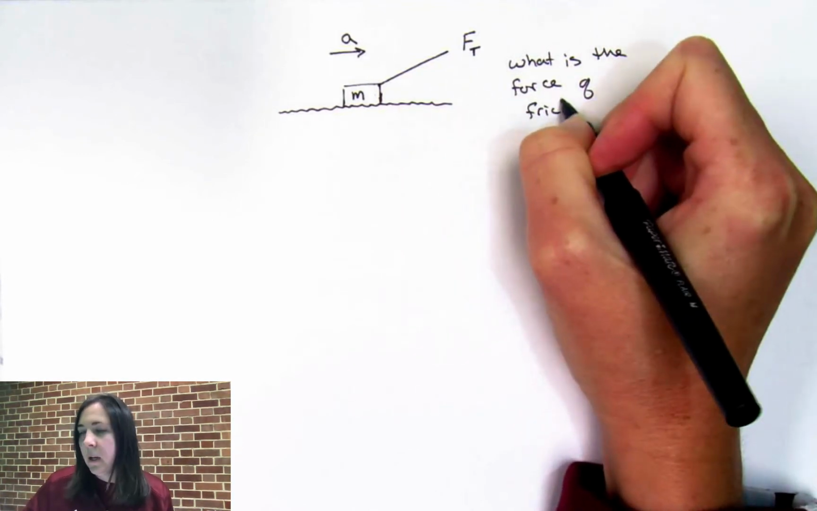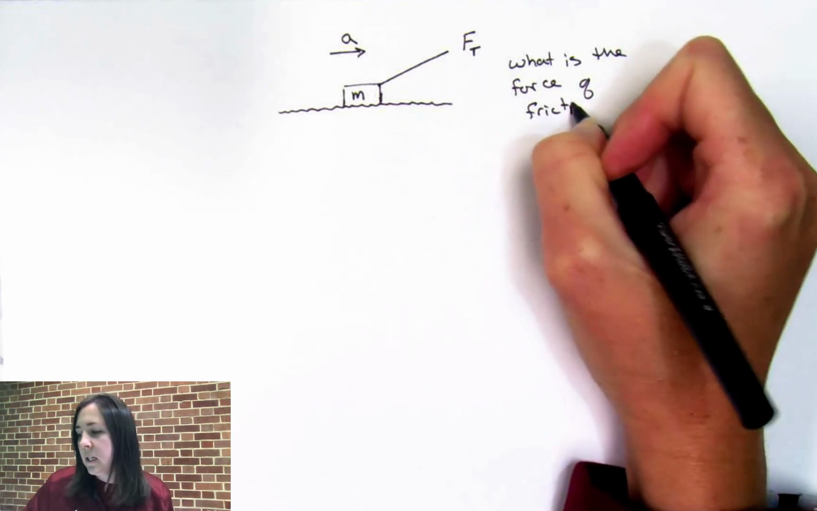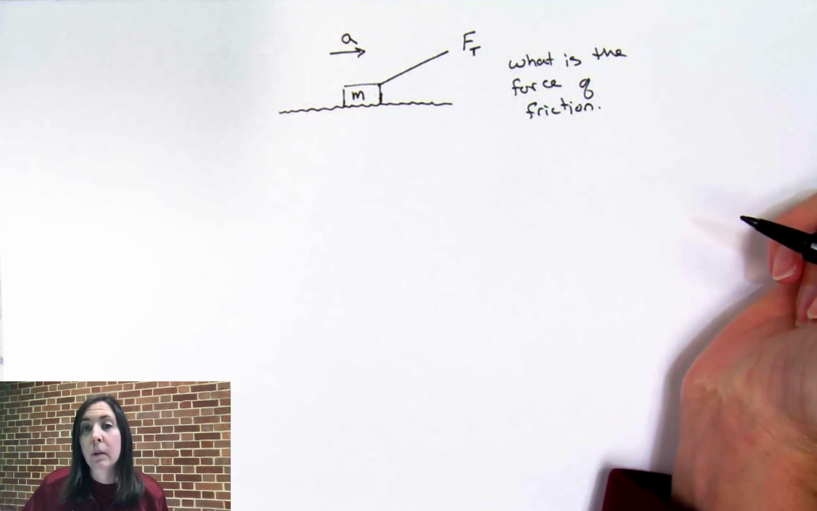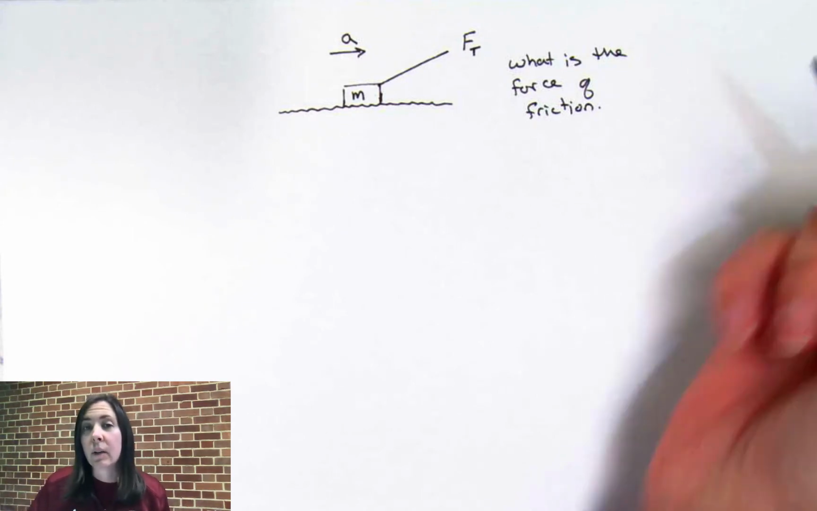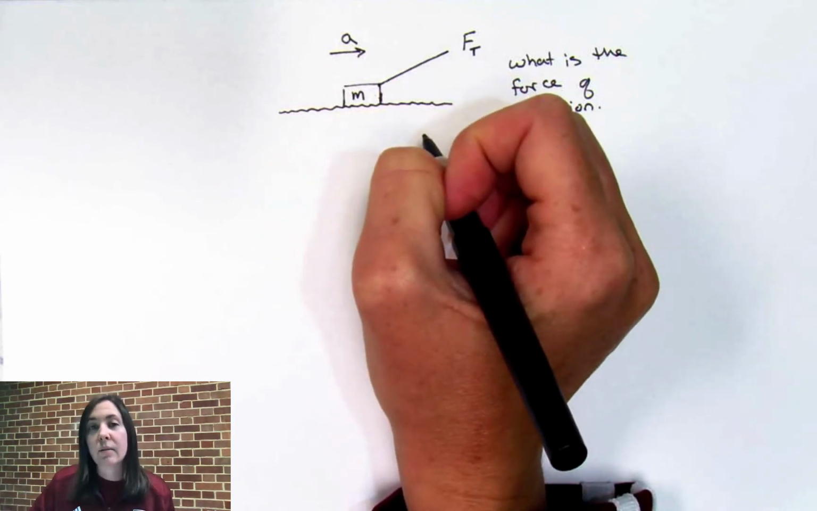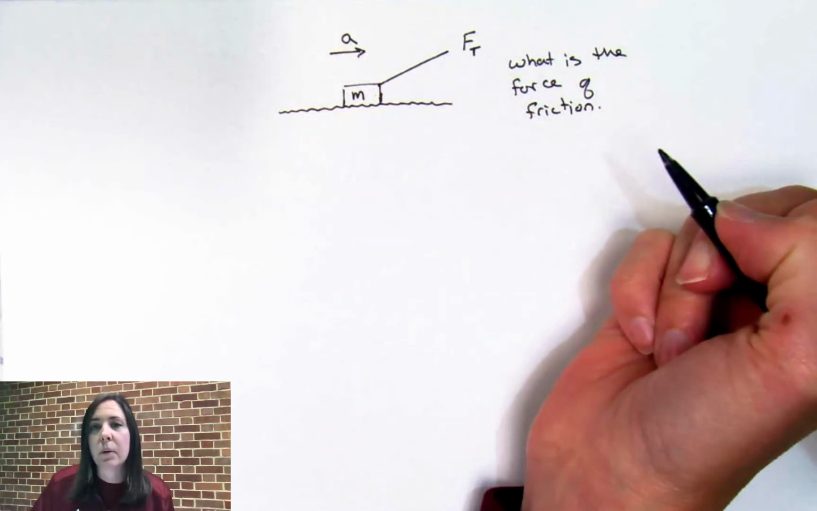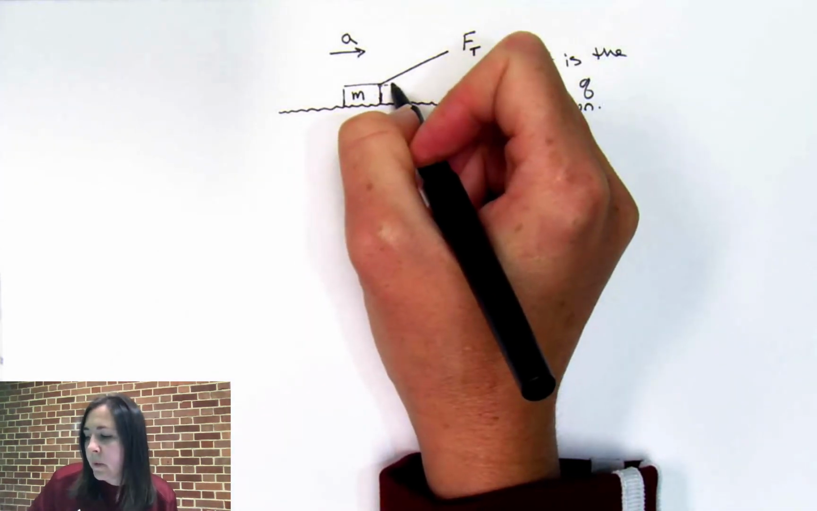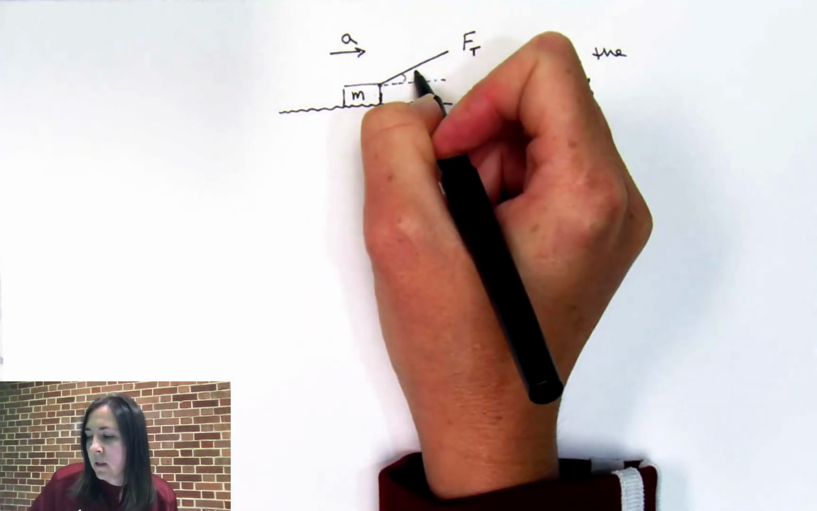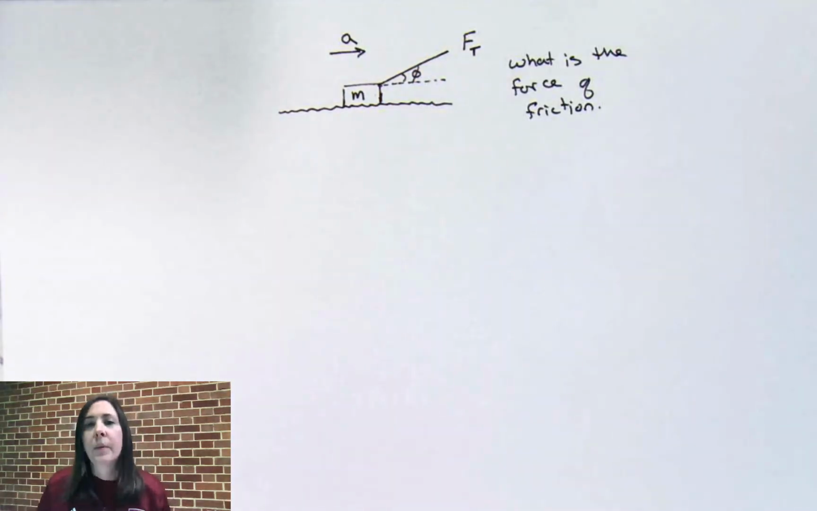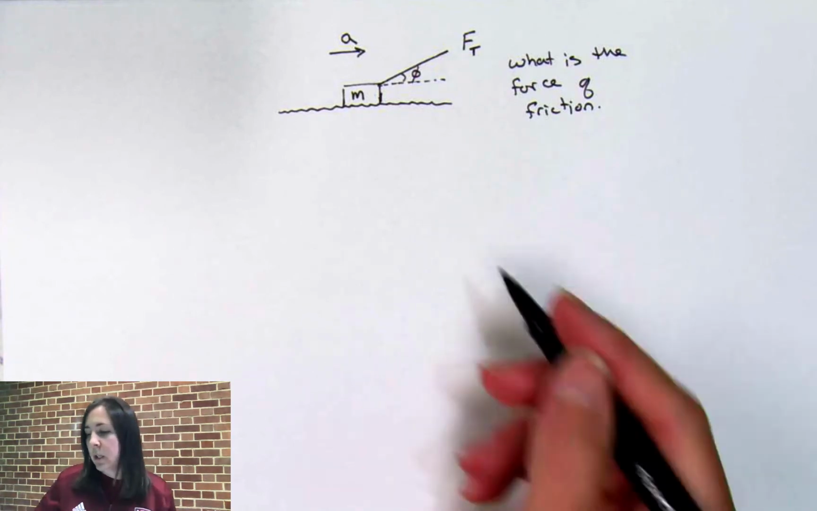Now, this may seem easier if you have numbers instead of letters, but we're just going to go with what we've been given as variables instead of numbers, because that's typically the way that you'll see these questions asked. All right, so let's say that this angle is phi instead of theta. Let's just call it phi. All right, so what is the force of friction?